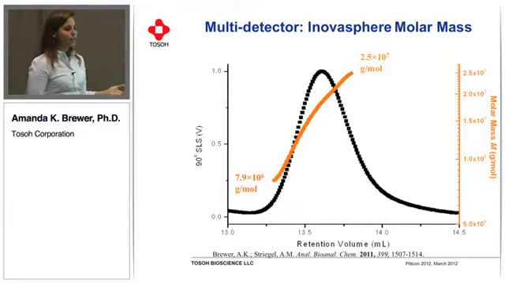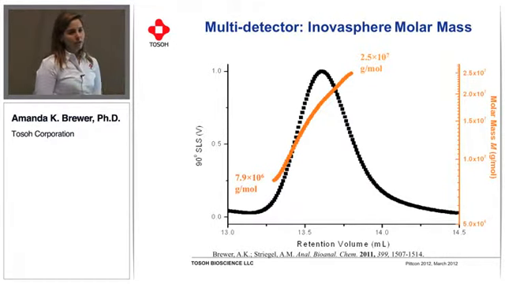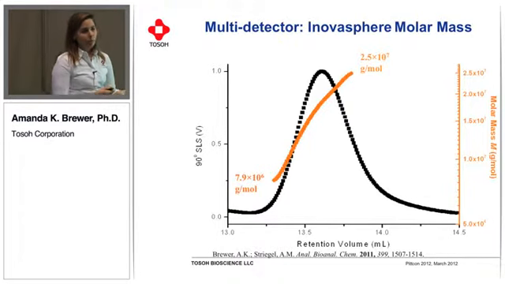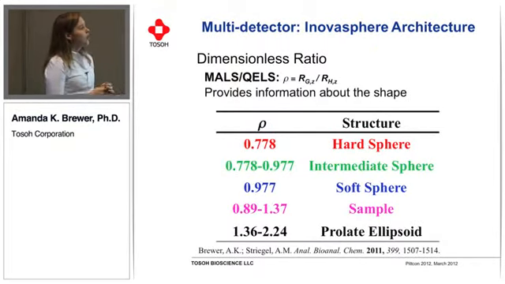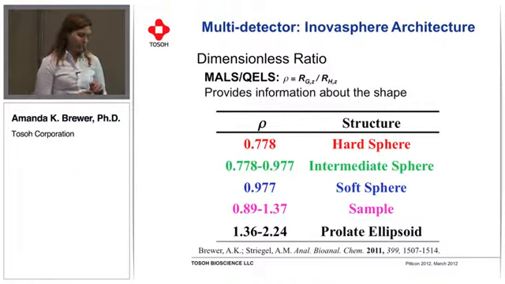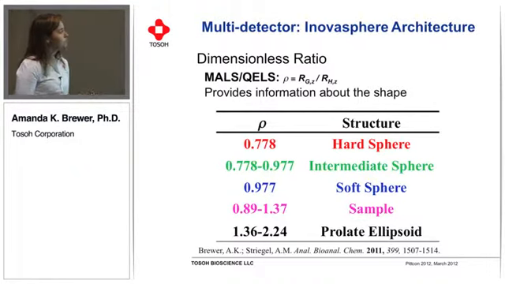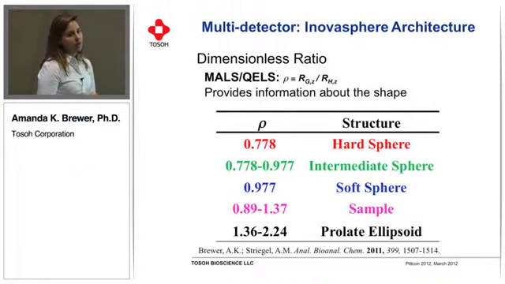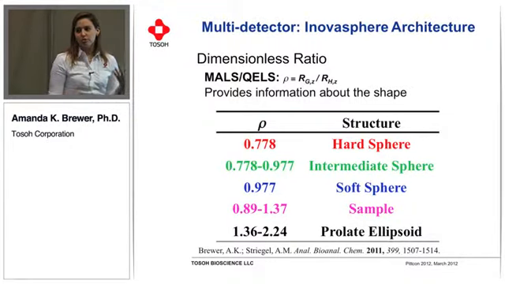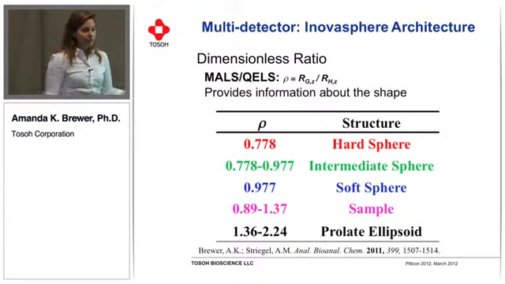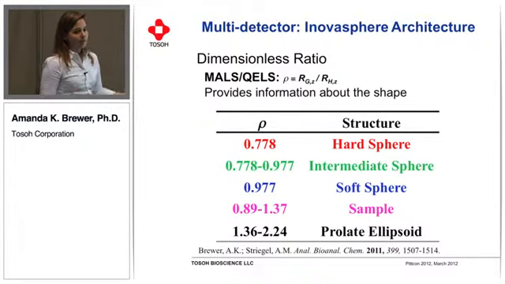But this is an example where traditional single detector SEC would have given us incorrect results. So with the architecture, I mentioned that we look at dimensionless ratios. Here we're looking at the ratio of the size determined from the multi-angle light scattering detector and that of the quasi-elastic light scattering detector. Now these are two independent measurements. The two light scattering detectors are independent from one another in the data they obtain.